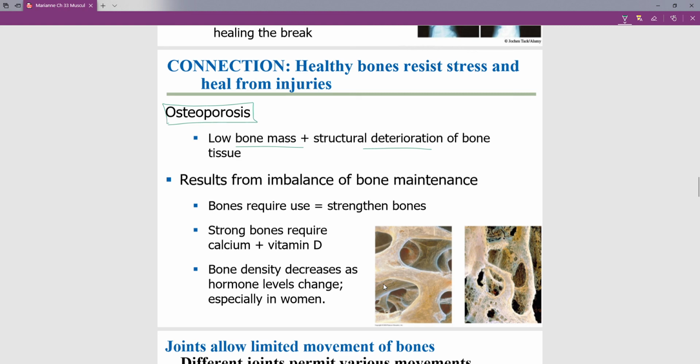Osteoporosis can come from an imbalance of bone maintenance. And so you do have to use it or lose it, and eat well. And then also there is a hormone dependency in this. And so it's important to maintain a healthy hormone level, especially in women. And unfortunately, you can't really control that as you age. So if you start in a better place, you're going to have healthier bones as you age.